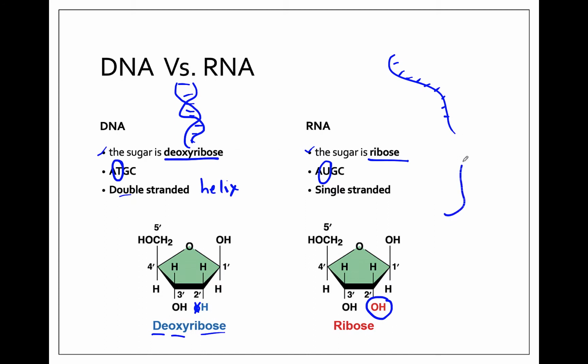Sometimes these strands kind of fold back on themselves, but either way, it's usually only a single strand, and we have lots of different types of RNA, and so you'll see these strands in lots of different configurations depending on what kind of RNA we're looking at.